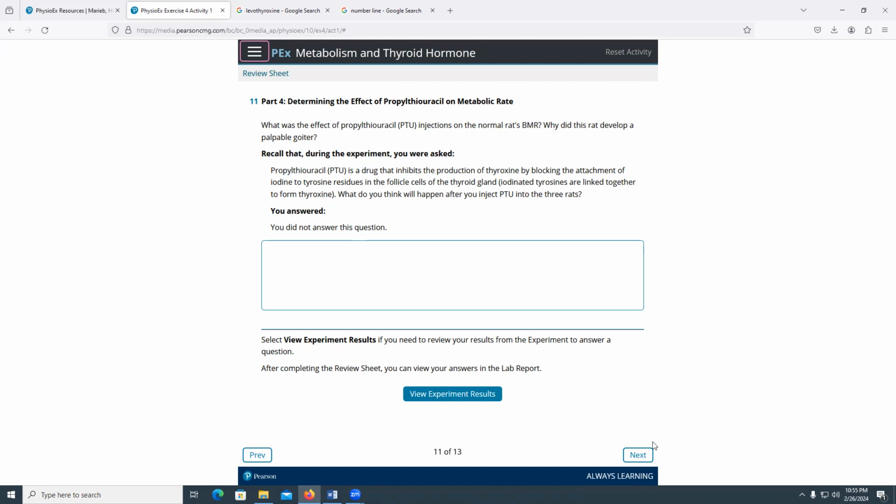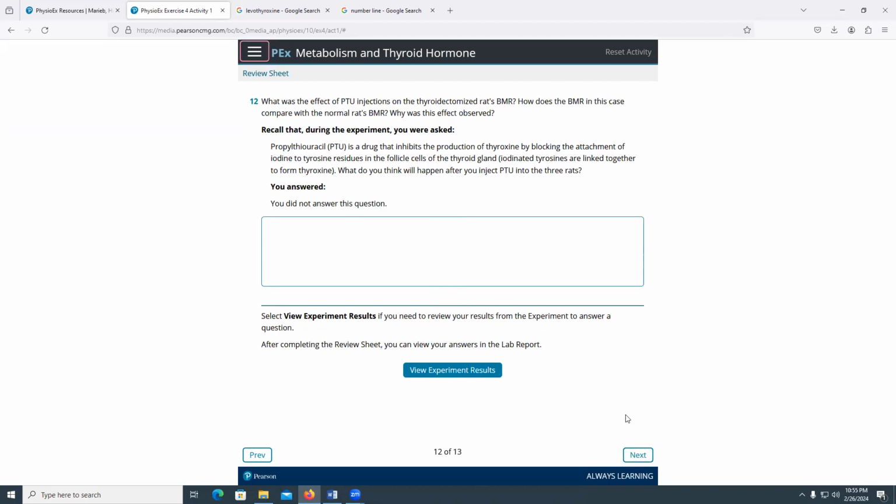And without normal thyroid hormone secretion, the negative feedback on the pituitary is lost and TSH levels keep on rising. And that causes hypertrophy of the follicular cells within my thyroid gland. Let's move on to the question before the last, question number 12. What was the effect of the propylthiouracil injections on the thyroidectomized rat's BMR? Well, the thyroid gland was removed, and PTU only works on the thyroid gland, so it will have no effect because it only acts on the thyroid gland and it's not there.